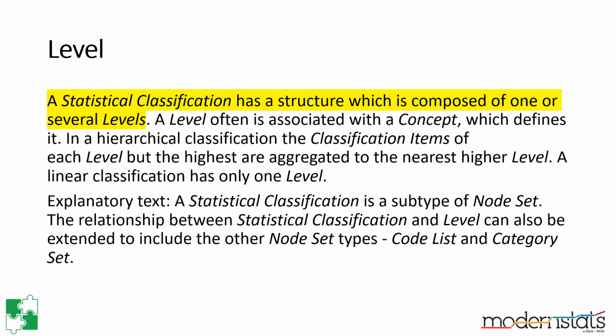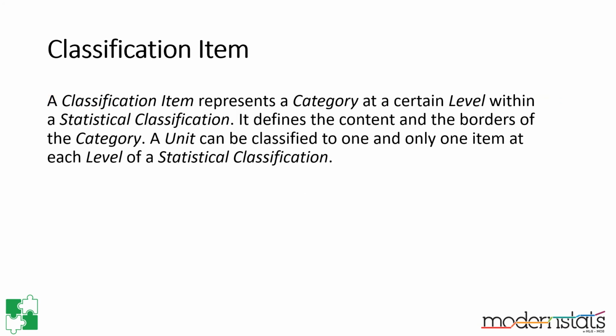And the level, like I said, is an object that creates structure inside a statistical classification. So it means that it has either one level or several levels, and that's important in standard classifications where you usually have a lot of levels describing the actual thing. And the classification item is the object that actually represents a category at a certain level within a statistical classification. It defines the content and the borders of the category. So a unit can be classified to one and only one item at each level of the classification. The classification item contains the code and the category.